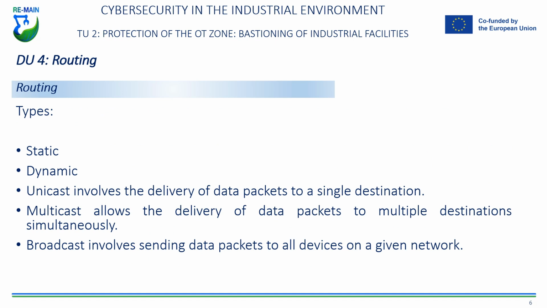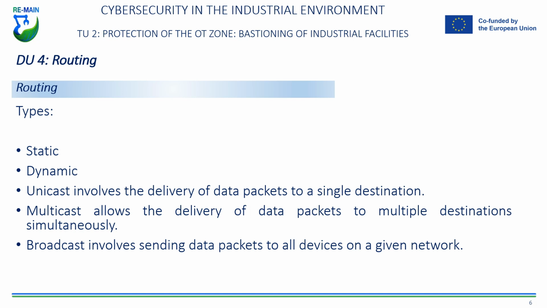Routing is done by using different routing protocols, which determine the best path to send the data packets. These protocols can be classified into two main categories: static routing and dynamic routing. Static routing involves manually configuring the routes on the routers. This means that the network administrator has to manually configure the routing information on each router. This type of routing is suitable for small networks or for routes that rarely change.